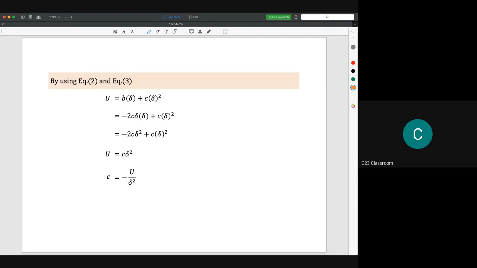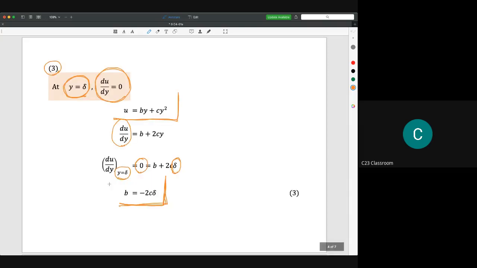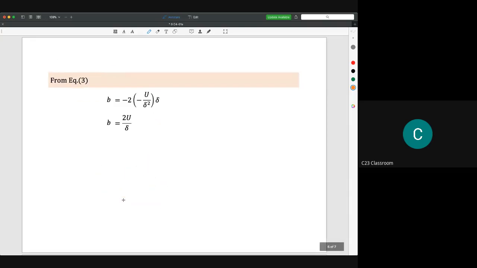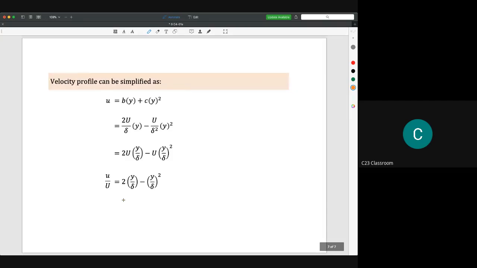Then using equations 2 and 3, we do the simultaneous solution. We could get the calculation here, and then define the value of c as minus capital U over delta square. Now we have the terms of c and also b, and finally we substitute into our general equation, which is a plus by plus cy square. Normally we bring the capital U to the left hand side, and it becomes u over U is equal to y over delta minus y over delta square.